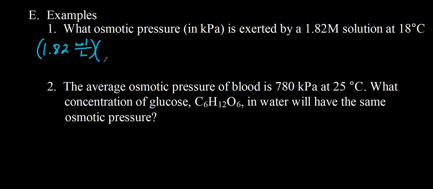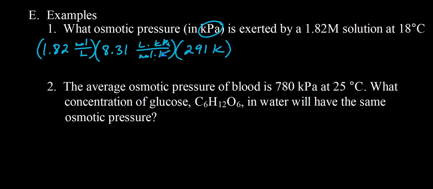Ideal gas constant, we want the osmotic pressure in kilopascals, so we're going to use the value that has kilopascals in it. And then multiply that by our Kelvin temperature, which is 291 Kelvin. So let's take a look at the units. Kelvin cancels, moles cancel, liters cancel, so we're left with kilopascals. Go ahead and pause the video and see what you get. All right, so we should get, I'm going to put this in scientific notation.